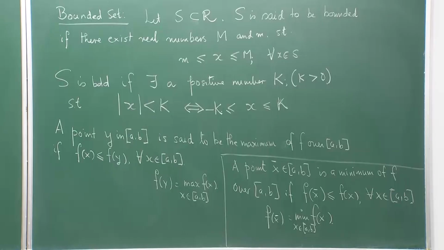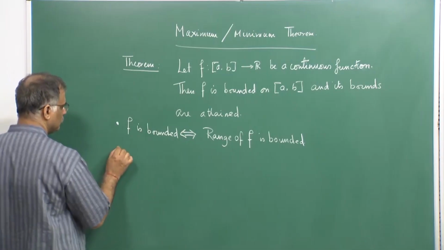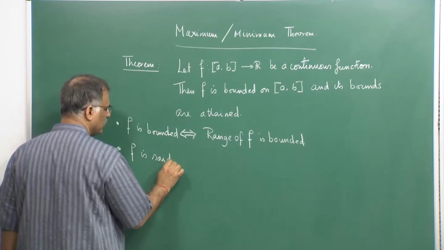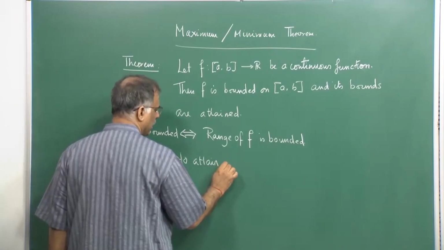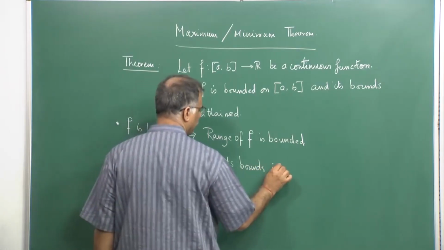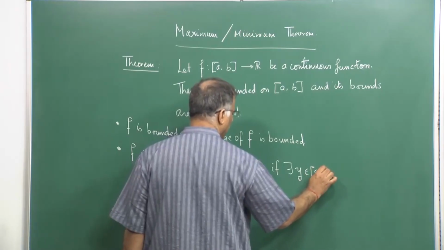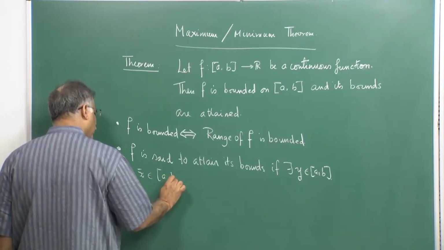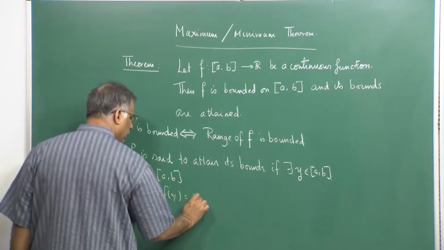So, what is the meaning of being attained? What is the meaning of its bounds are attained? f is said to attain its bounds if there exists y an element of AB and x bar an element of AB such that f of y is the maximum value in the way we have just defined.